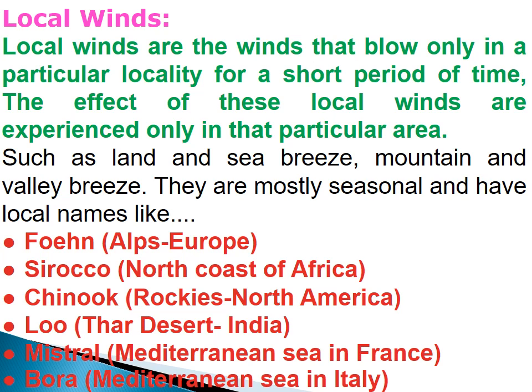Local winds are called, in France, Mistral. And in the Mediterranean Sea in Italy, Bora. Okay, so these are the local wind names. Got it? These will blow only in the seasonal time, and only for a very short period of time in a particular area. So it is called local winds.